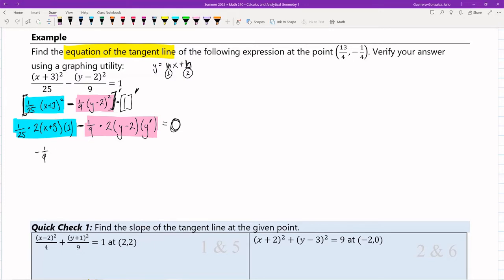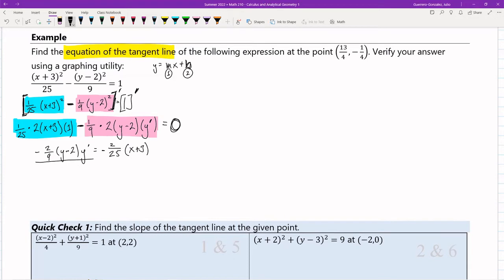times 2. Let me actually clean that up a little bit. Minus 2/9, right? (y minus 2) y prime is equal to minus 2 over 25 times (x plus 3) times 1. So we're good, right?